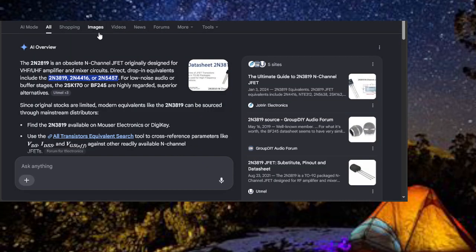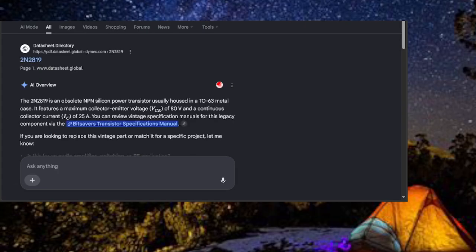And so I was looking up the 2N2819, okay? And this is what this AI said. 2819 is an obsolete NPN silicon power transistor. This goes to prove to you, beyond a shadow of a doubt, that you do not read everything as truth on the internet. The AI is freaking stupid, all right? Whatever came up with this information, I don't know.